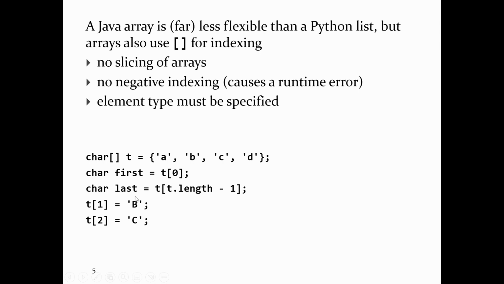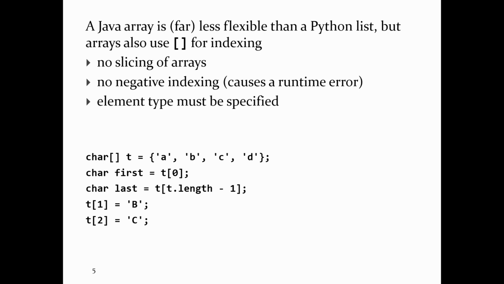If I want the last character, in Java there's no negative indexing, so I need to know the length of the array. I need to get to this index, which is 3, so I need to know the length. To get the length of a Java array, it's the name of the array, dot length.